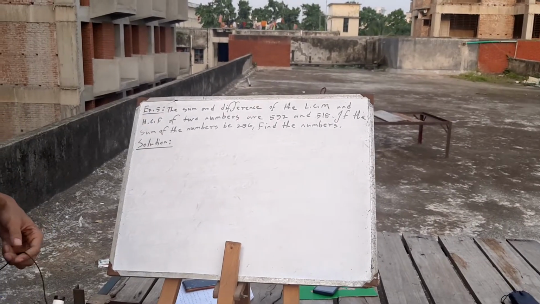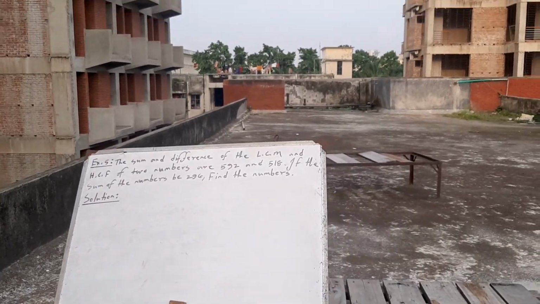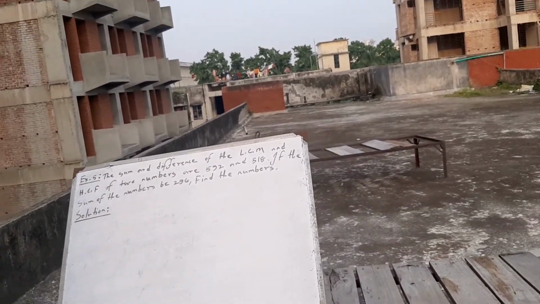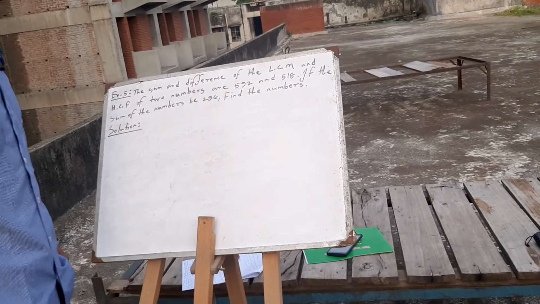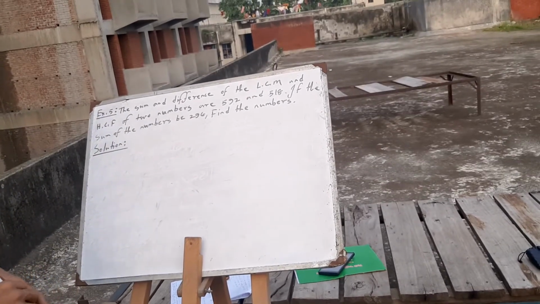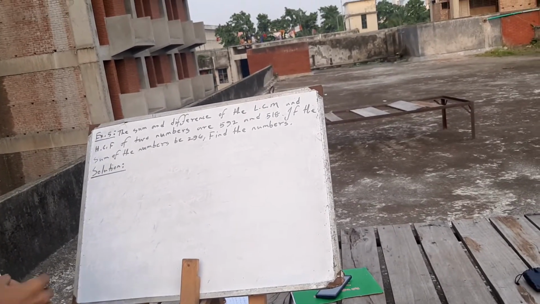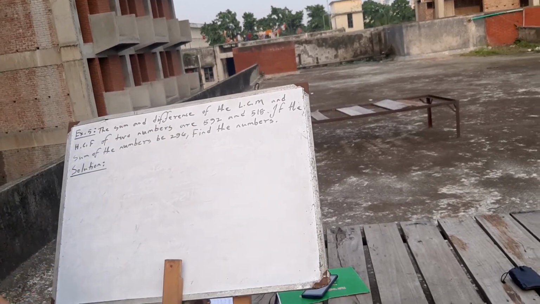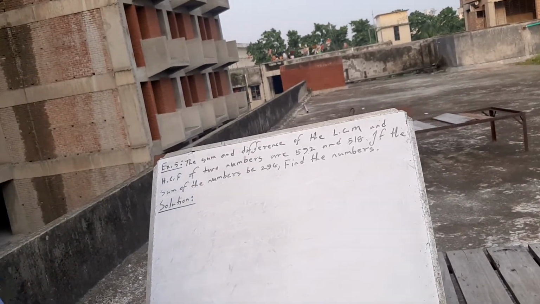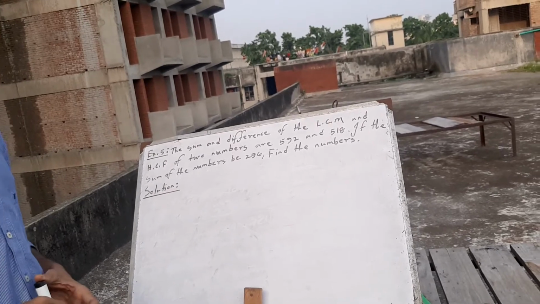Okay, go for example number 5. Here we have a question. The sum and difference of the LCM and HCF of two numbers are 592 and 518. If the sum of the numbers is 296, find the numbers.